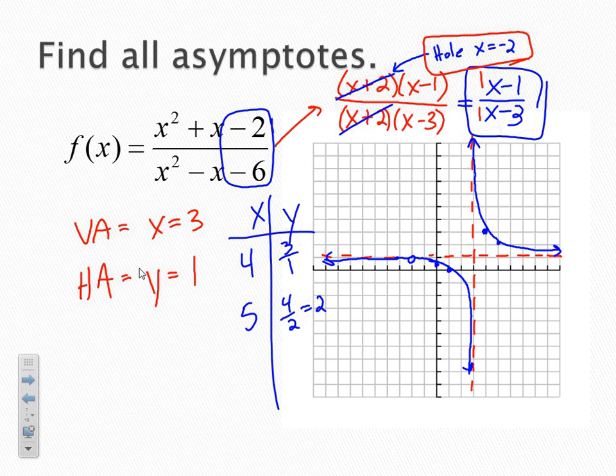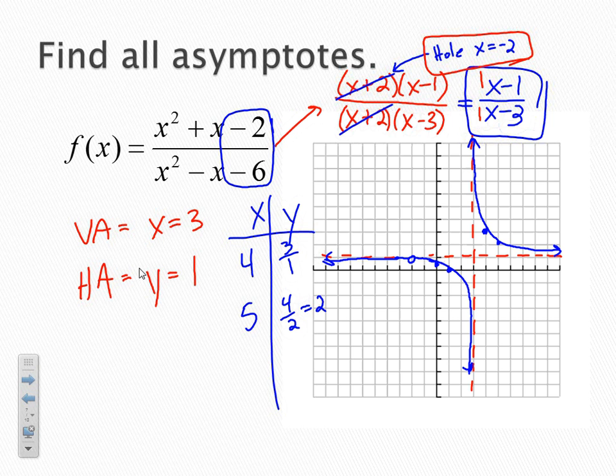All right? Because the original function, if we plug -2 in, -2 would make this function undefined. And that's why we need a hole there. Okay? Now, it got canceled out as we simplified the function, but it's still a part of the original function, and that's where that hole occurs.